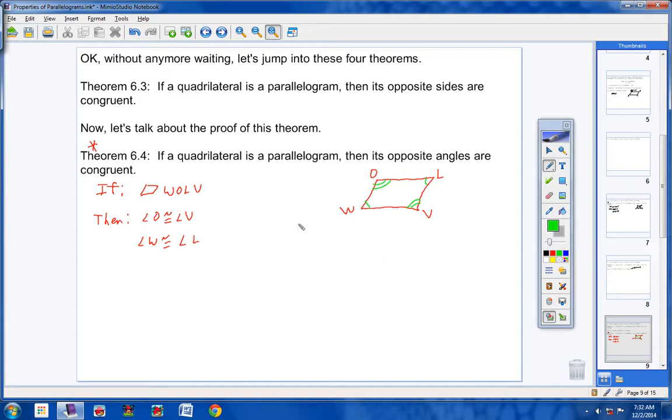Okay, let this sink in. I'm going to pause for a minute. If a quadrilateral is a parallelogram, then its opposite angles are congruent. You need to know that. So now we know 3 things about parallelograms. We know the opposite sides are parallel. We know the opposite sides are congruent. And now we know the opposite angles are congruent. Okay? All right, continuing on.